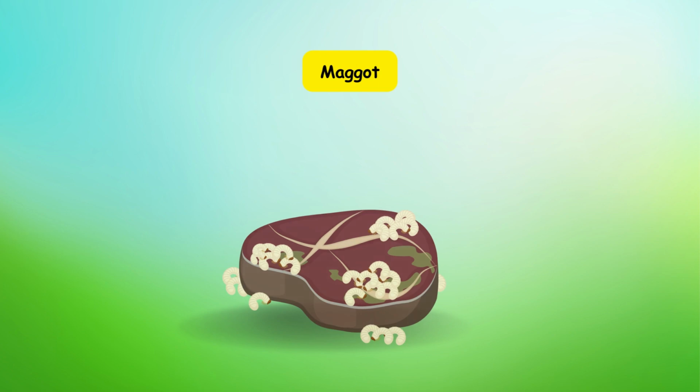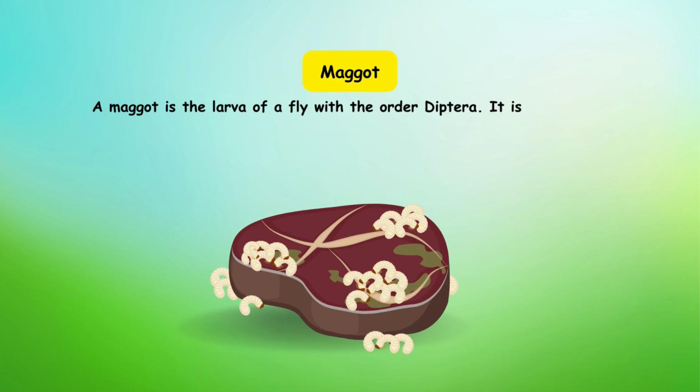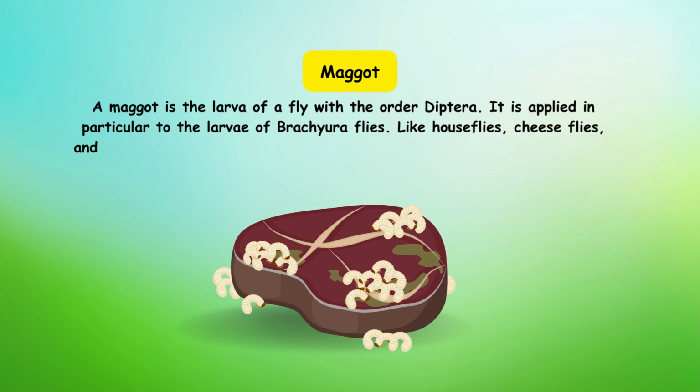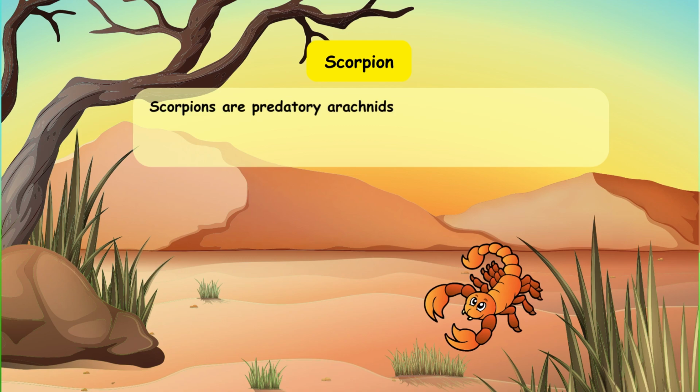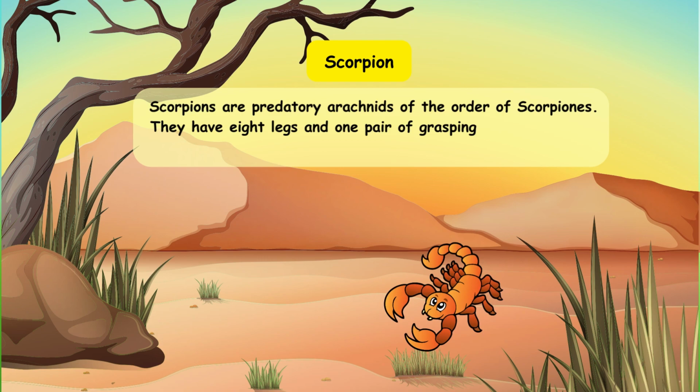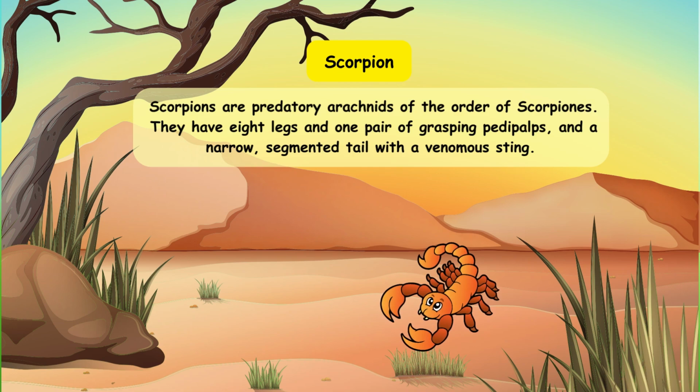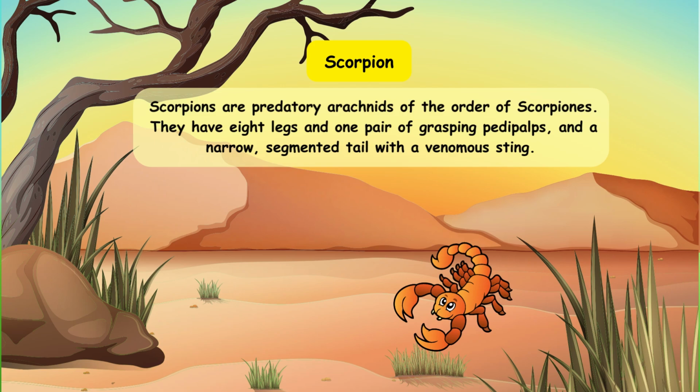M-A-G-G-O-T, maggot. A maggot is the larva of a fly of the order Diptera. It is applied in particular to the larvae of Brachycera flies, like houseflies, cheese flies, and blowflies, and some Nematocera larvae like mosquitoes and crane flies. S-C-O-R-P-I-O-N, scorpion. Scorpions are predatory arachnids of the order Scorpiones. They have 8 legs, 1 pair of grasping pedipalps, and a narrow, segmented tail with a venomous sting.